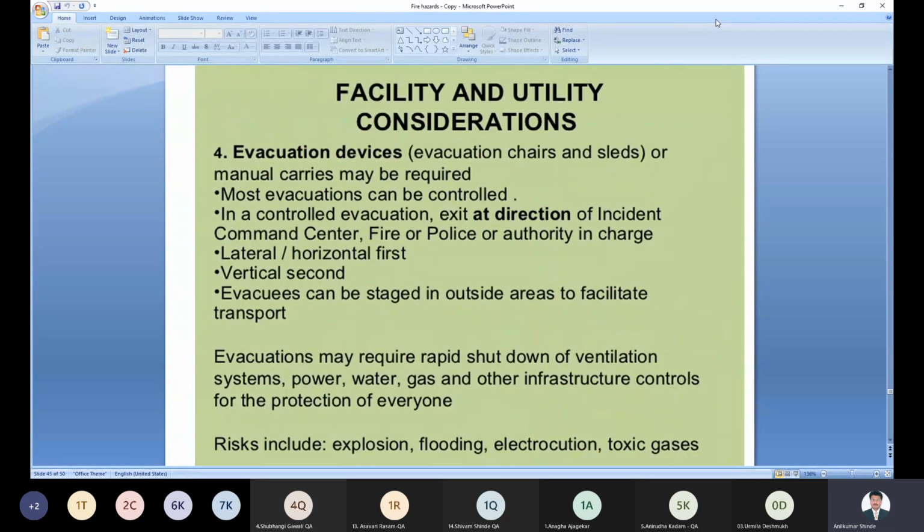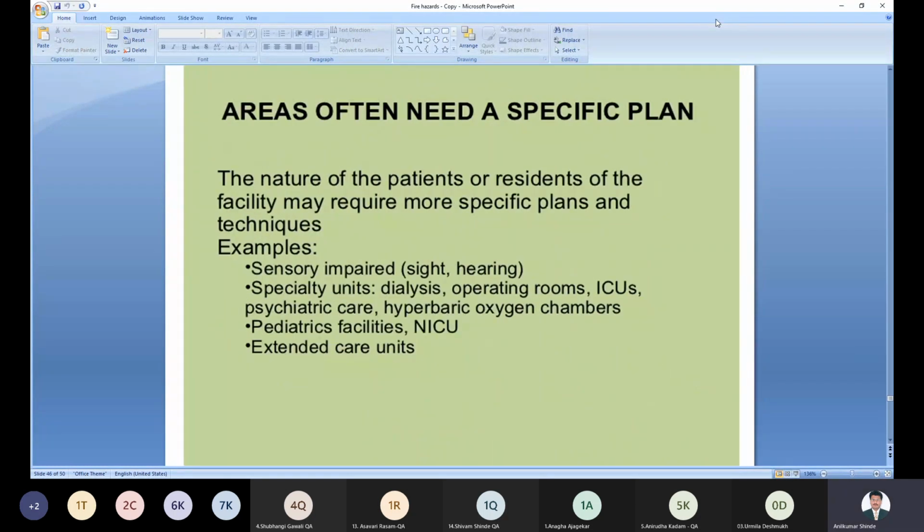Facilities and utility considerations, evacuation of devices, that we have seen. Then areas where a specific plan is appointed. These are sensory impact, site sharing, and special units such as dialysis, operating rooms, ICU rooms, and psychiatric rooms. Care is needed, and an oxygen chamber must be provided. These are the different facilities that should be provided to avoid problems.